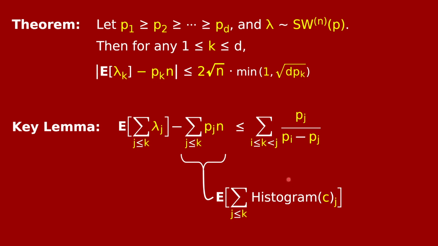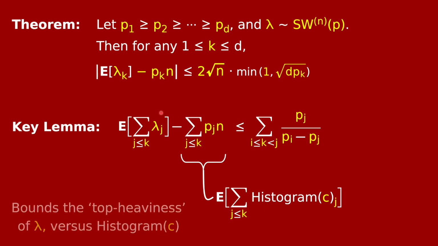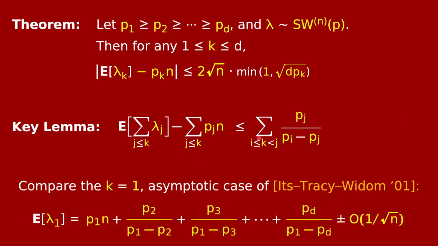If you took n cards with probabilities P1 through PD and just wrote down the histogram, you didn't do the funny RSK process, and you looked at the number of boxes in the first k rows, here we're comparing it to the number of boxes in the first k rows you get from the RSK process. So this left-hand side bounds the top heaviness of lambda vis-a-vis what you would get if you just made the histogram.